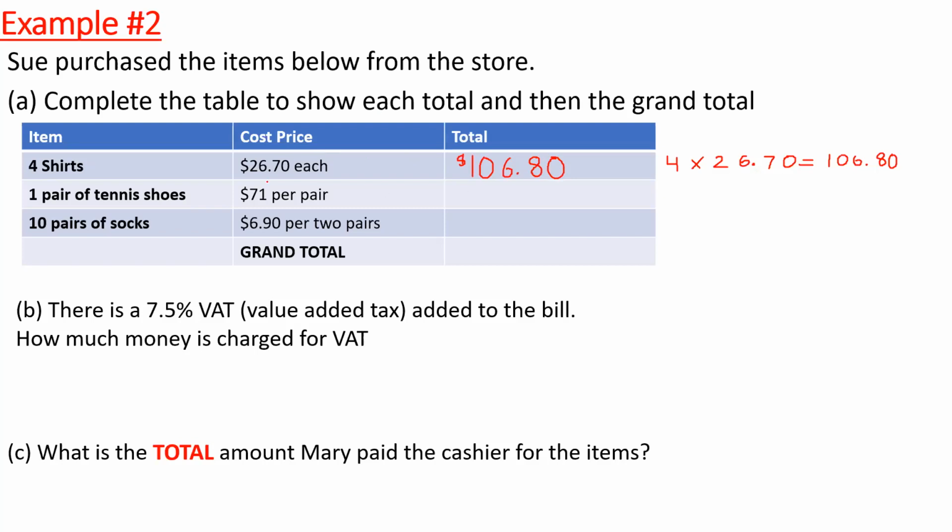So that's how we got that. And for one pair of tennis shoes, how are we going to get that? We want 71 times 1. $71 multiplied by 1 is going to give us what? $71. So it's definitely $71 for that one pair.